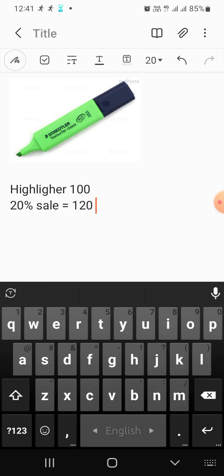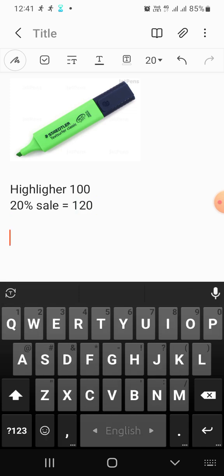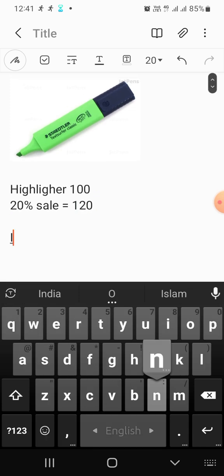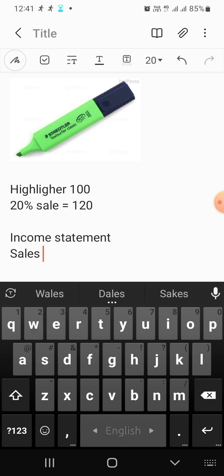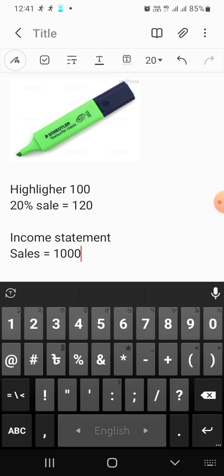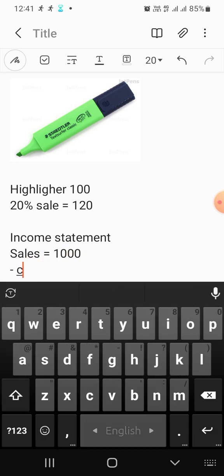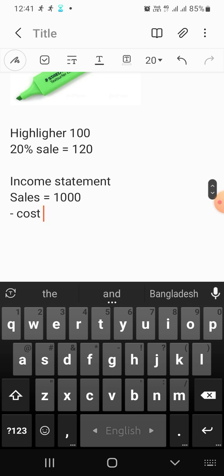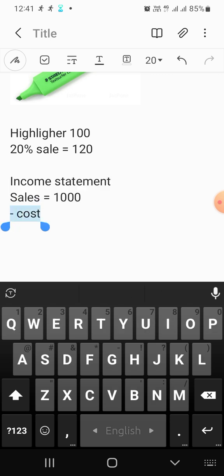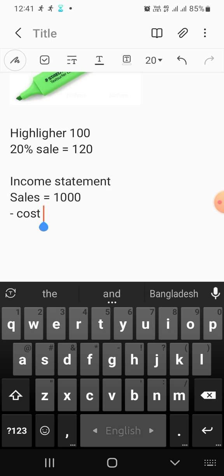Then that means 120 units. However, let's make an income statement of January, the first month. For example, my sales, in taka, is 1000 taka, and there may be many kinds of costs. For example, variable cost or operating cost, interest expense, depreciation expense, many kinds of costs, including cost of goods sold. But to simplify it, I am just writing this as cost, generalizing it.